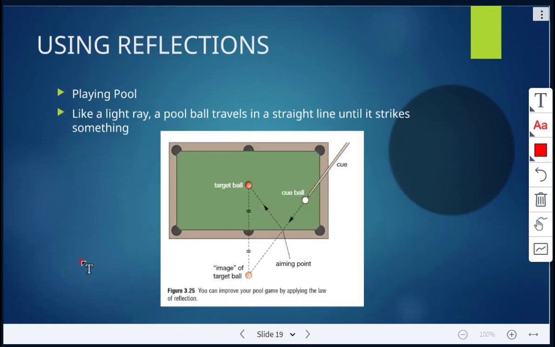Another use of reflections is playing pool. Like a light ray, a pool ball will travel in a straight line until it strikes something. So here you have your cue ball and your target ball, and you can see the image of the target ball here. You're aiming at this point, so that the ball will bounce off and hit the target ball there.